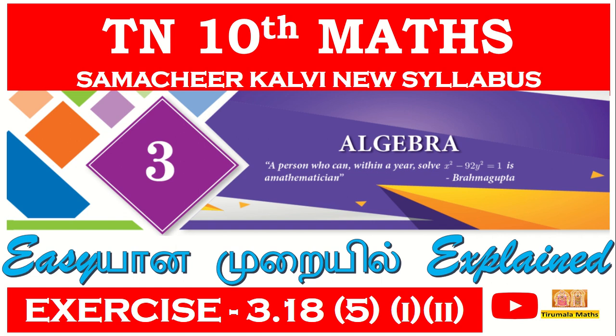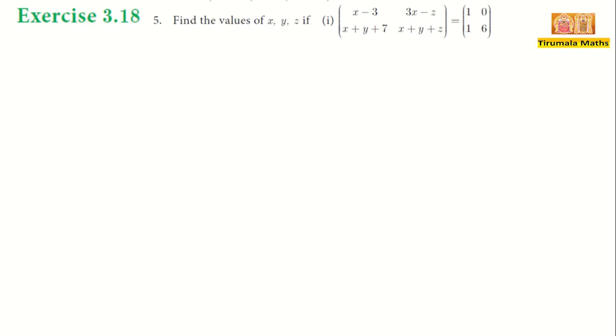Let us see the 1st and 2nd sums in this video. Find the values of x, y, z if (x minus 3, x plus y plus 7, 3x minus z) equals (1, 0, x plus y plus z equals 6). In the answer, they ask us to find the value of x. Let us go to the sum.